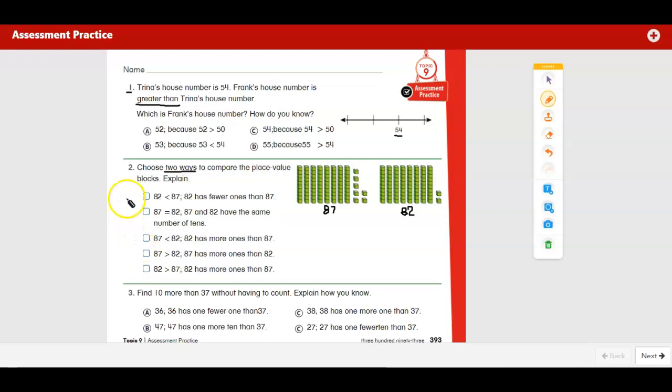So I know that is a lot to process, so what you can also do is look at this first beginning statement here. Is this true here? So choose two ways that truthfully compares these two place value blocks. And remember that you can pause the video at any time if I'm going too fast.